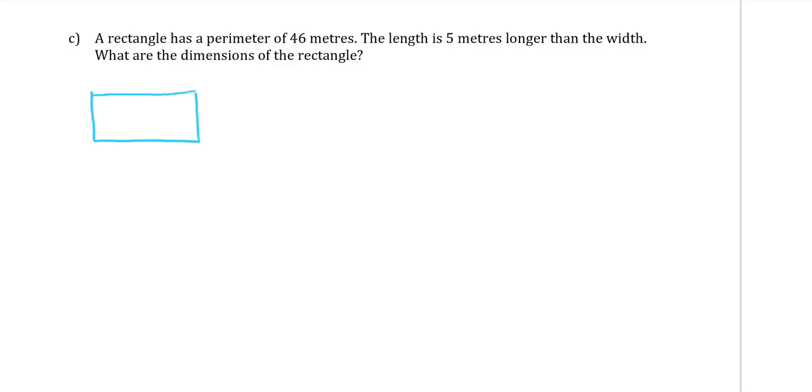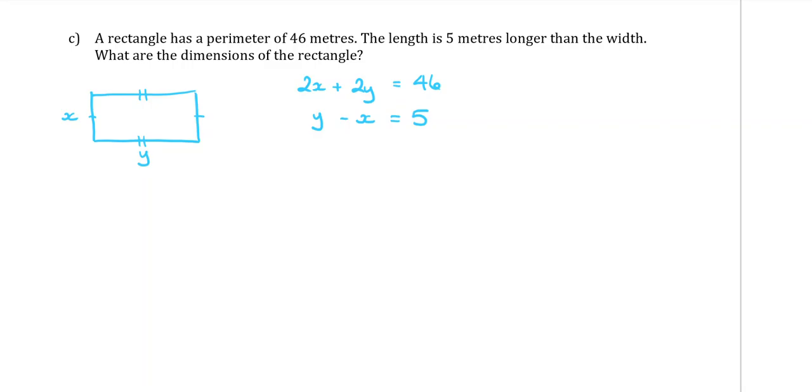So on my diagram here, I'm going to say that the shorter side is going to be x and the longer side is going to be y. The perimeter of that rectangle would be 2 x's plus 2 y's. And we're told that that perimeter is equal to 46. Then, after the first sentence, we're told the length is 5 meters longer than the width. So, if I took the longer side, which was y, and I subtract the x, that is equal to 5.